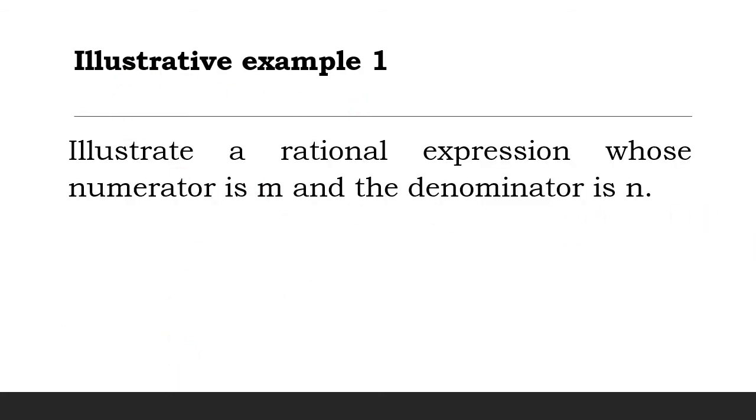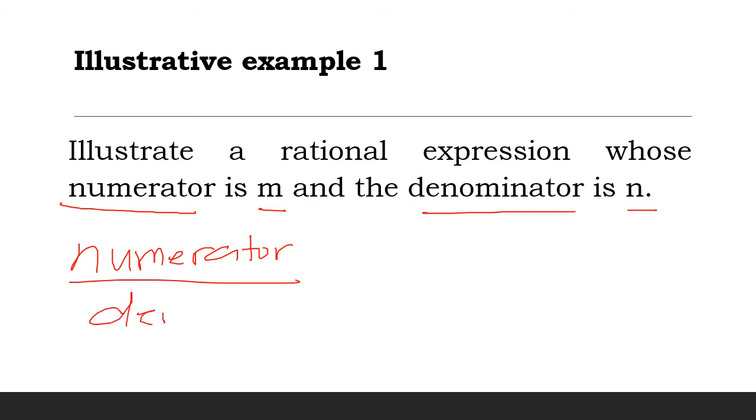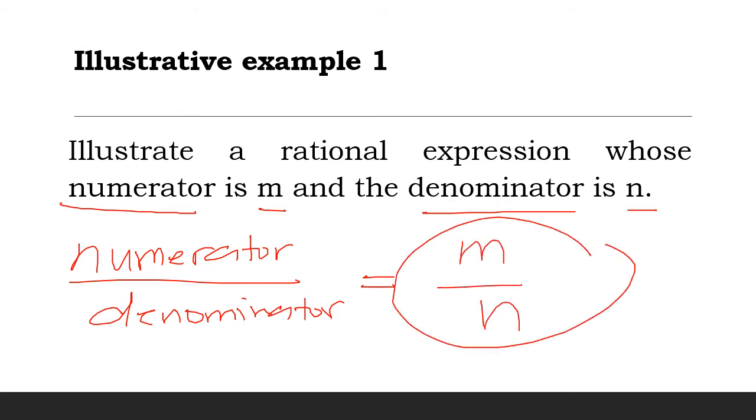Illustrative example number 1. Illustrate a rational expression whose numerator is m and the denominator is n. Kanina sinabi ni ma'am kung ano yung numerator, ano rin yung denominator. So, kapag sinabing illustrate, ipapakita natin. Tandaan sa fraction, numerator yung nasa taas over yung denominator. Ano ba yung numerator? Sabi rito sa statement, rational expression whose numerator is m. Ibig sabihin yung m nasa ibabaw, over denominator is n. So, ito na yung sagot natin: m over n.